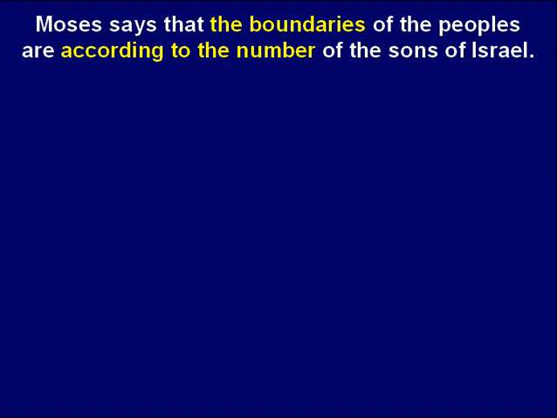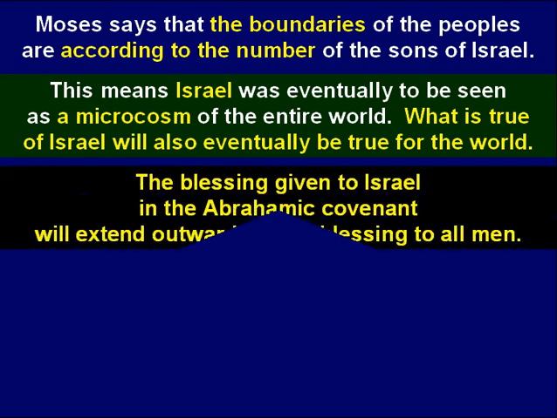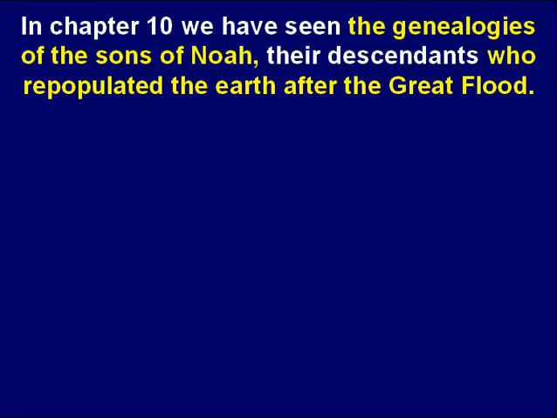Moses says the boundaries of the people are according to the number of the sons of Israel. This means Israel will eventually be seen as a microcosm of the entire world. What is true of Israel would also eventually be true for the world. The blessing given to Israel in the Abrahamic covenant would extend outward to be a blessing to all men.